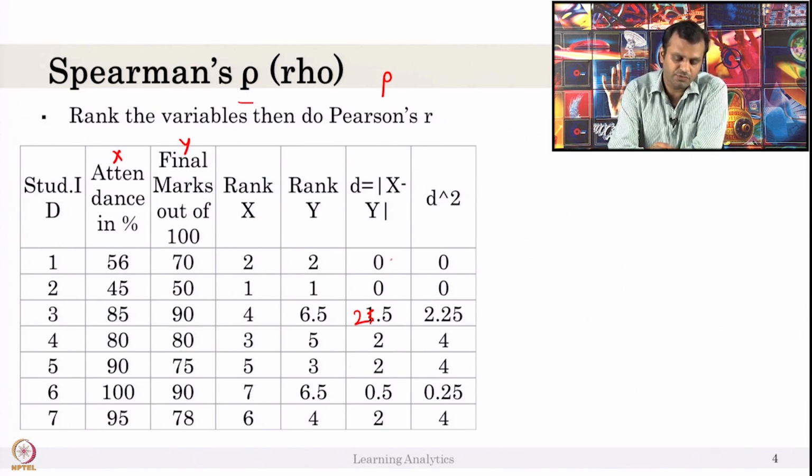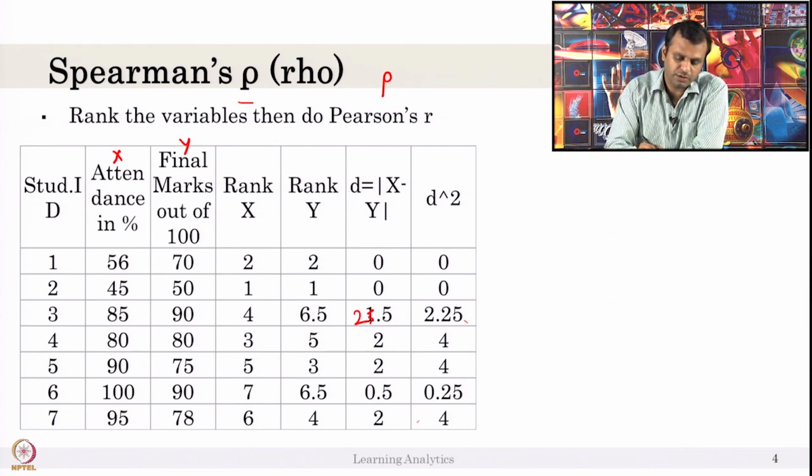I took the absolute value because if it is negative I consider it as positive; I just want the absolute difference, not the sign. For example, 4 minus 2 will be 2, but I put the value without sign. It doesn't matter, since if you consider the square of this value, whenever it is negative it will be positive anyway. So the squares are 0, 0, 0, 2.25, 4, 4, 0.25, and 4.